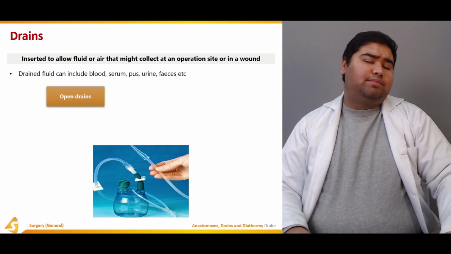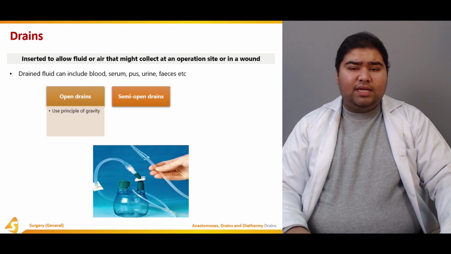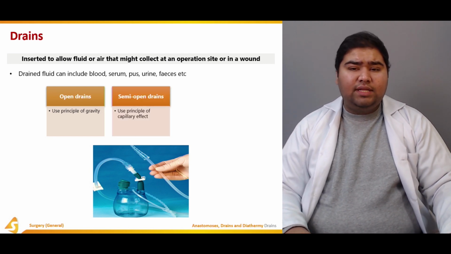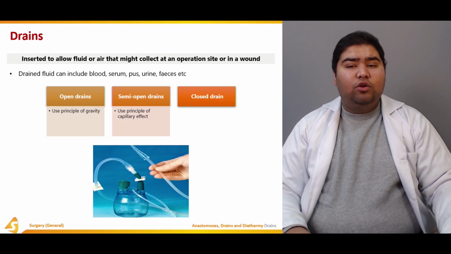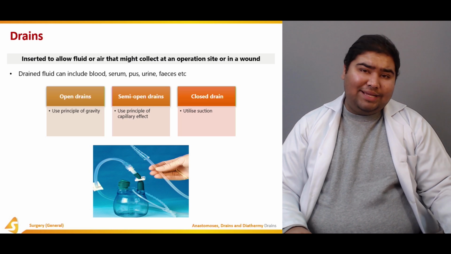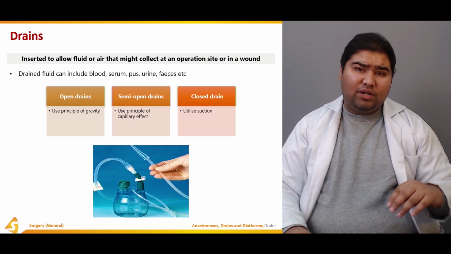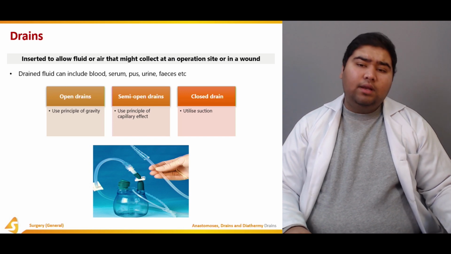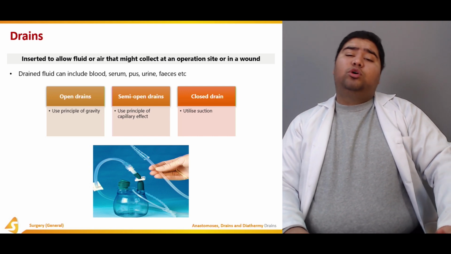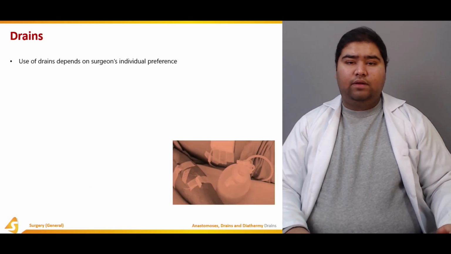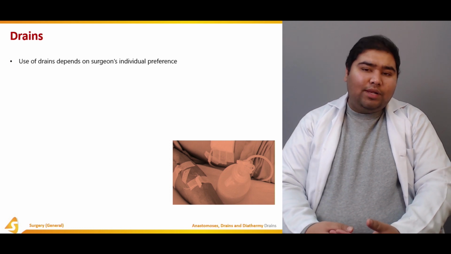Now, there are three types of drains. We have open drains, which use the principle of gravity. Then we have semi-open drains, which use the principle of capillary effect. And we have closed drains, which utilize suction. A drain can be seen in the figure as well. So there are three types of drain: open, semi-open, and closed. The type depends upon whatever is available and the choice of the surgeon himself. So the use of a drain depends upon the surgeon's individual preference.